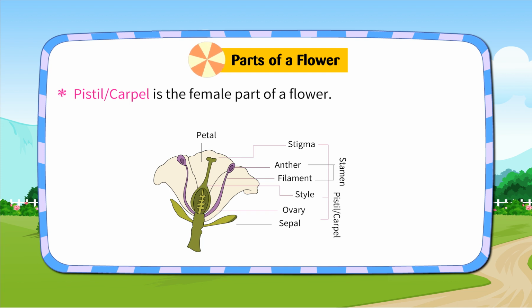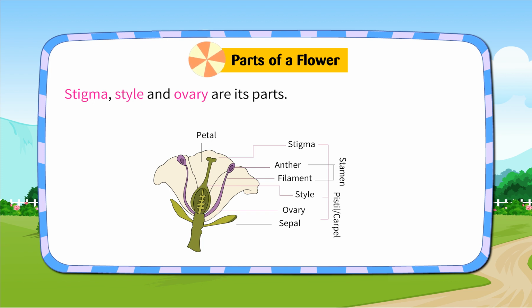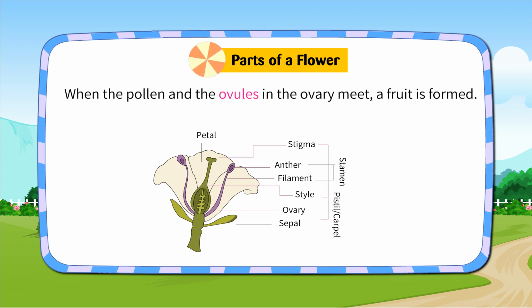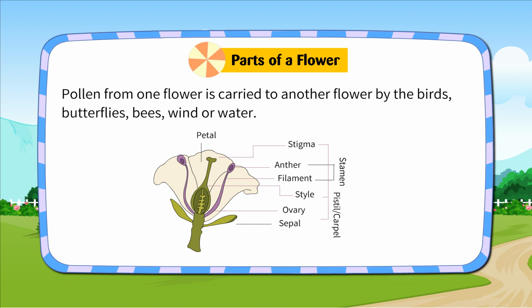Pistil or carpel is the female part of a flower. Stigma, style, and ovary are its parts. When the pollen and the ovules in the ovary meet, a fruit is formed. Pollen from one flower is carried to another flower by the birds, butterflies, bees, wind, or water.